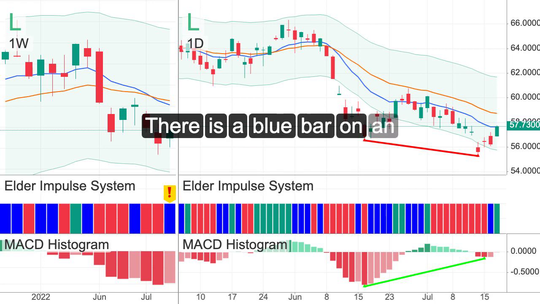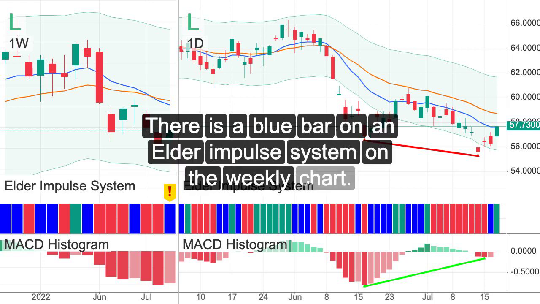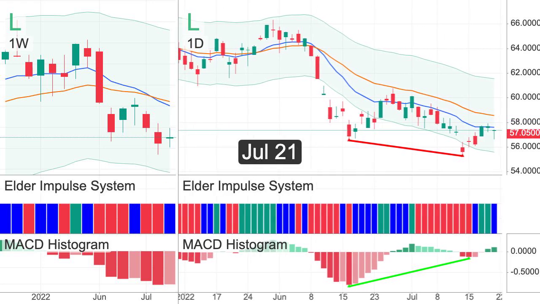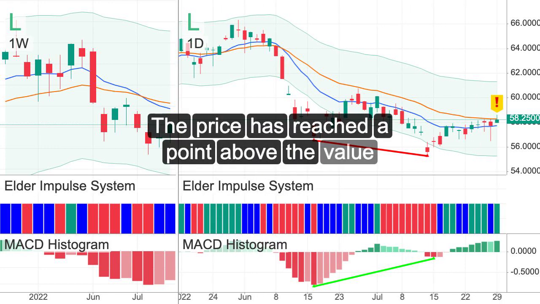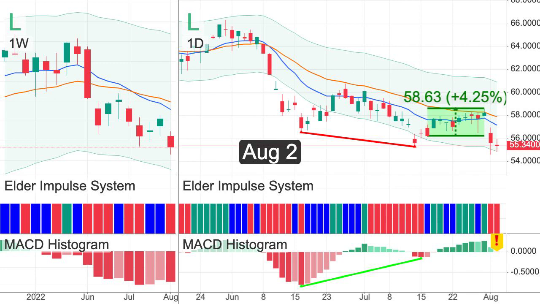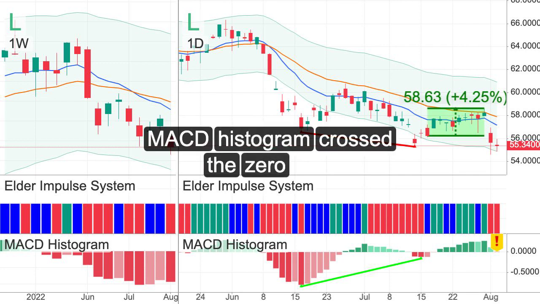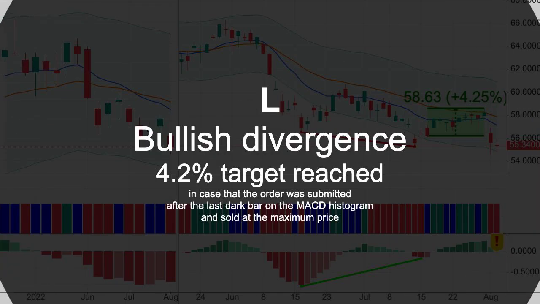There is a blue bar on an elder impulse system on the weekly chart. The price has reached a point above the value zone. MACD histogram crossed the zero line. 4.2% target reached.